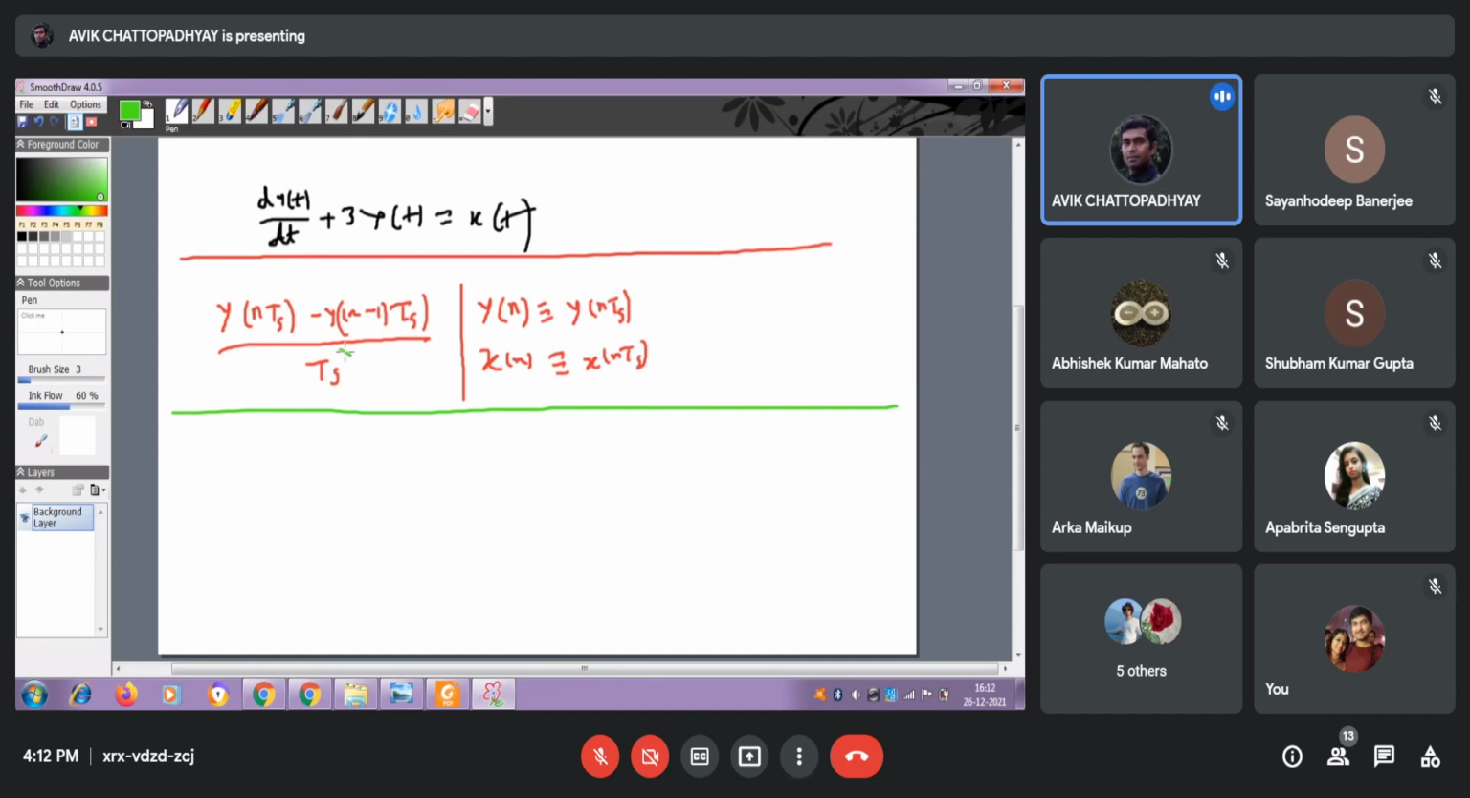But please note, you cannot omit this ts. Okay, you cannot omit this ts, because that ts is important, because you have to basically divide by that. So as I mentioned, that is the time step of the sampling period, that you cannot omit.